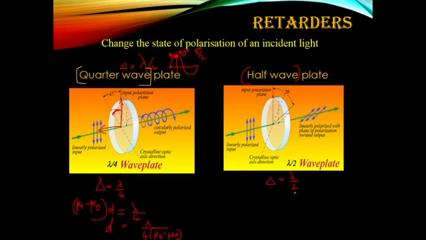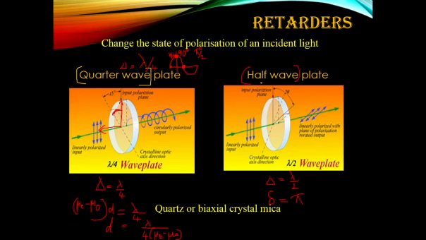Now what does lambda by 2 correspond to? Half of the wave means this much amount. That means a phase difference of pi. So whenever there is a phase difference of pi, what was the condition? Yeah, you'll get a plane polarized light, but it would have been rotated by a small amount. So let us see how it is possible. Such retarders are constructed out of quartz crystal or biaxial crystals.